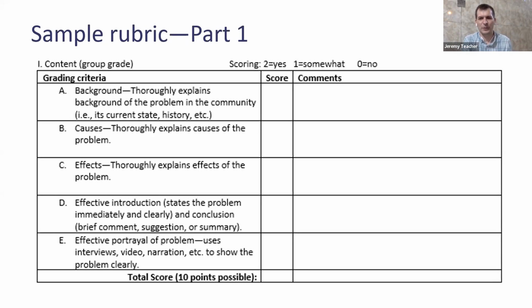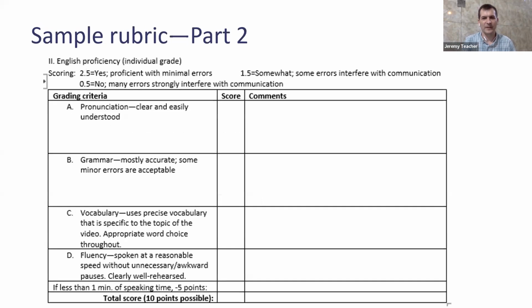Now, the next part of the rubric was the individual grade, and it was focused on speaking skills. So let's take a look at the next part of the rubric. Because this one was focused on speaking skills, the criteria were pronunciation, grammar, vocabulary, and fluency. I was focused on comprehensible speech, not perfect speech. I didn't expect them to make 0 errors. I thought there could be some errors, but my focus was on making sure their speech was easy to understand.